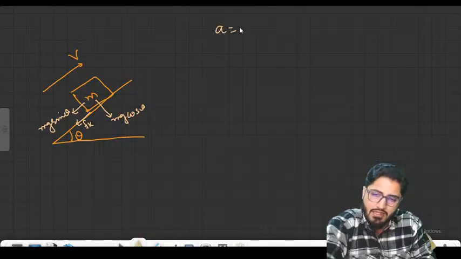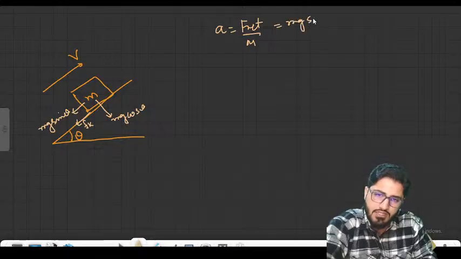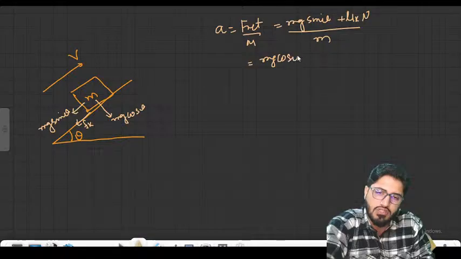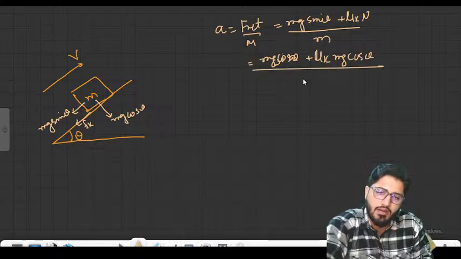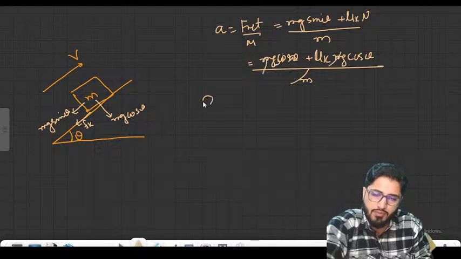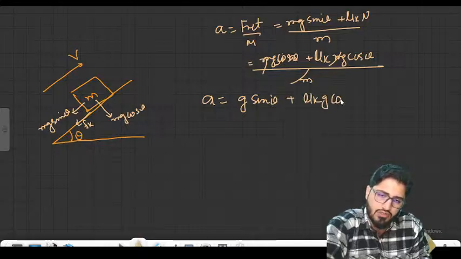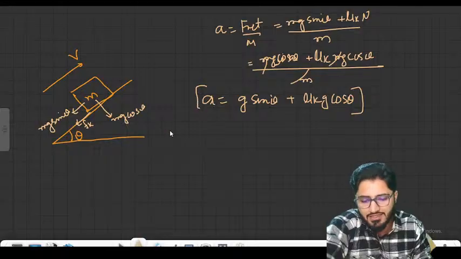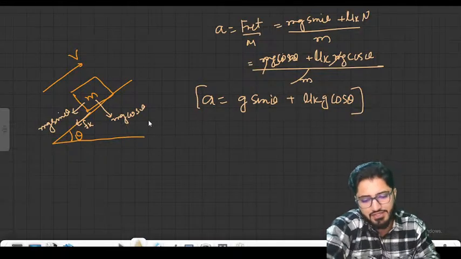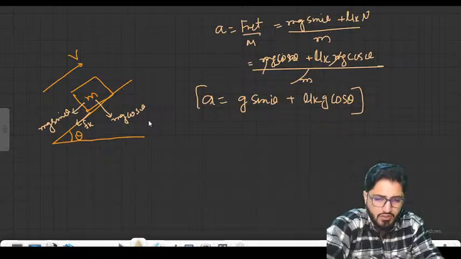So you can write my acceleration is net force divided by total mass. Net force will be mg sin theta plus mu k times N, whole divided by m. That is mg sin theta plus mu k mg cos theta, divided by m. The m cancels out, so my acceleration came out to be g sin theta plus mu k g cos theta. This is my acceleration. So in this particular case, you have to find the acceleration.